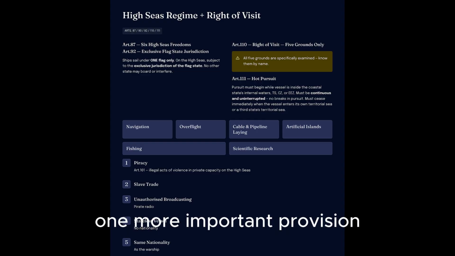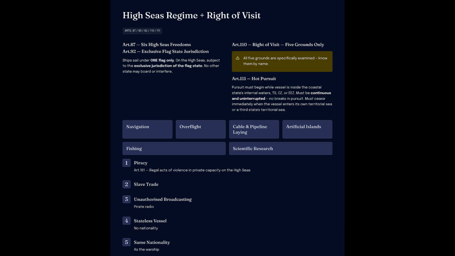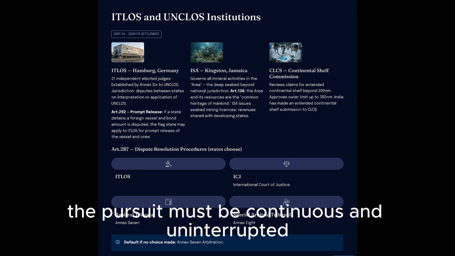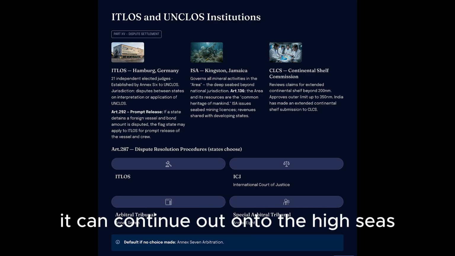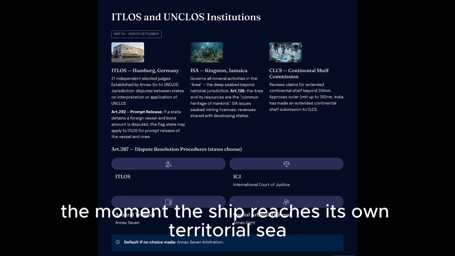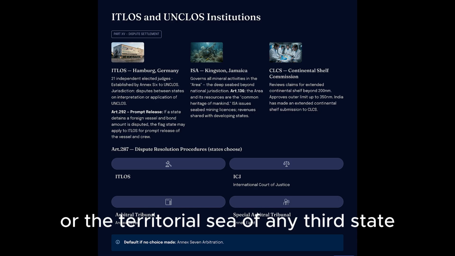One more important provision, hot pursuit. Article 111. A coastal state begins pursuit inside its own waters. The pursuit must be continuous and uninterrupted. It can continue out onto the high seas, but it must stop the moment the ship reaches its own territorial sea, or the territorial sea of any third state.